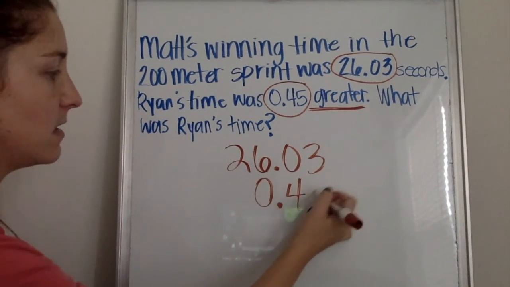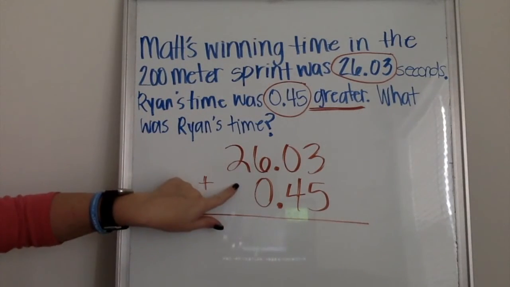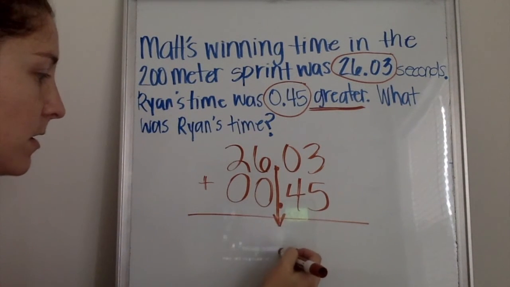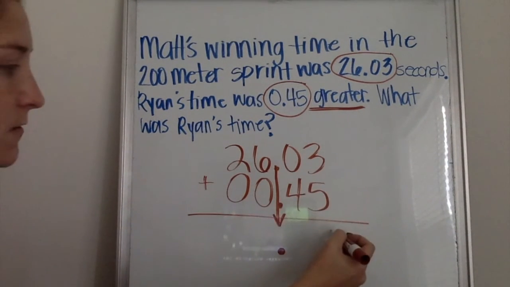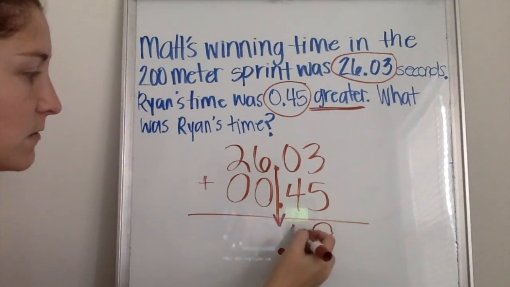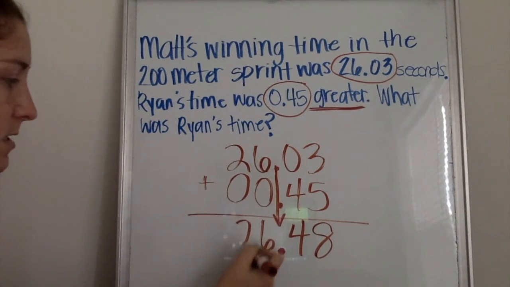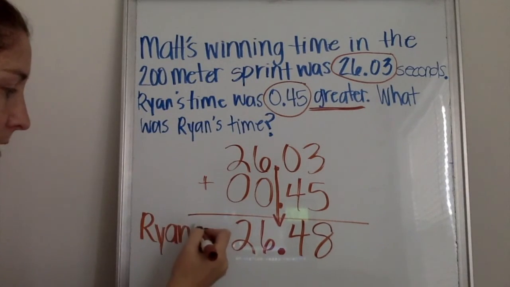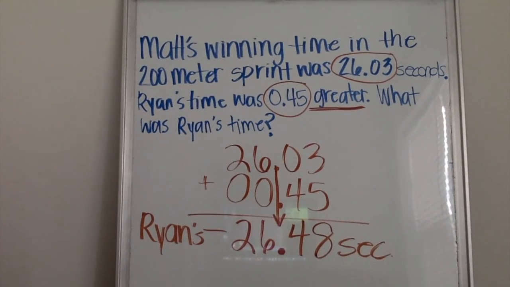So if I line this up correctly, just like this, remember I can put another 0 right here as a placeholder to make sure that everything lines up, but I want to make sure that I go ahead and drop that decimal straight down. So then I can go ahead and start to add. 3 plus 5 is 8, 0 plus 4 is 4, 6 plus 0 is 6, 2 plus 0 is 2. So this means that Ryan's time was 26 and 48 hundredths seconds.